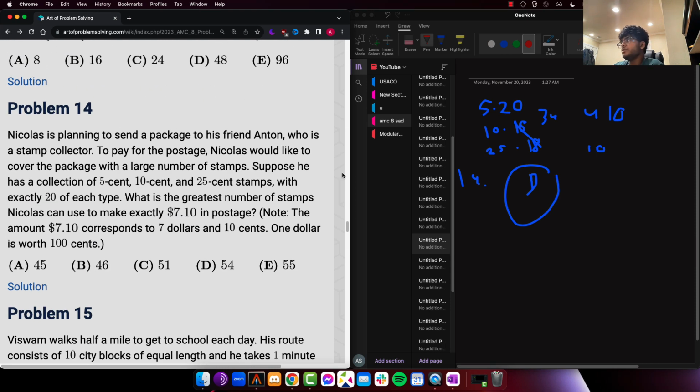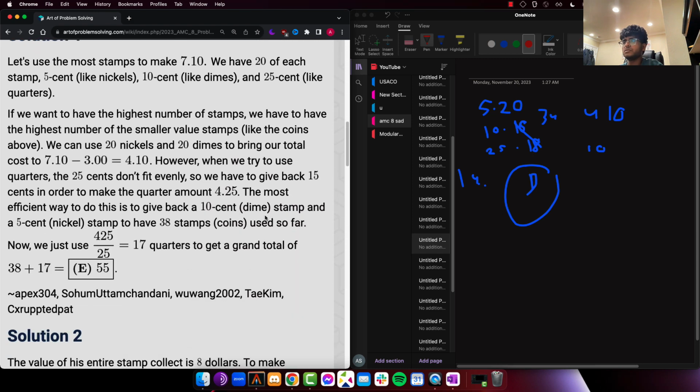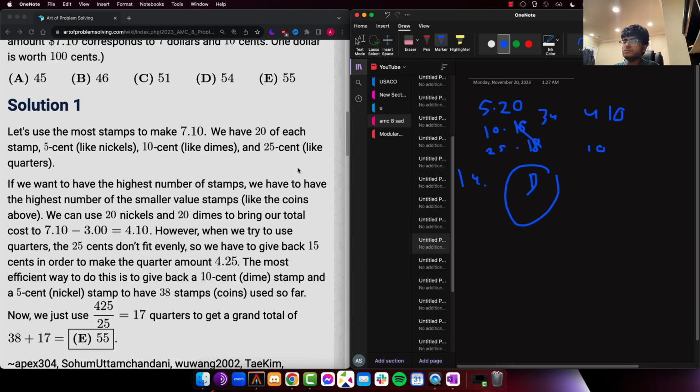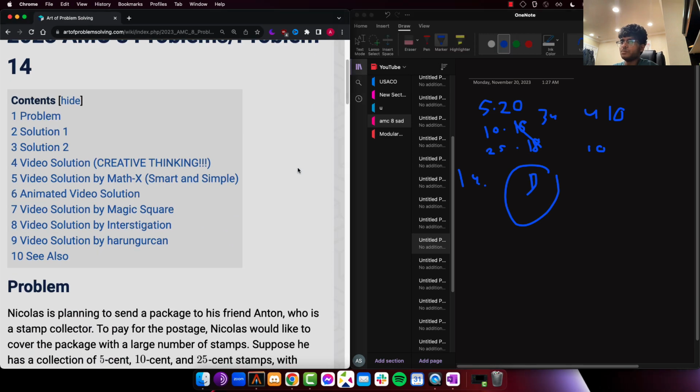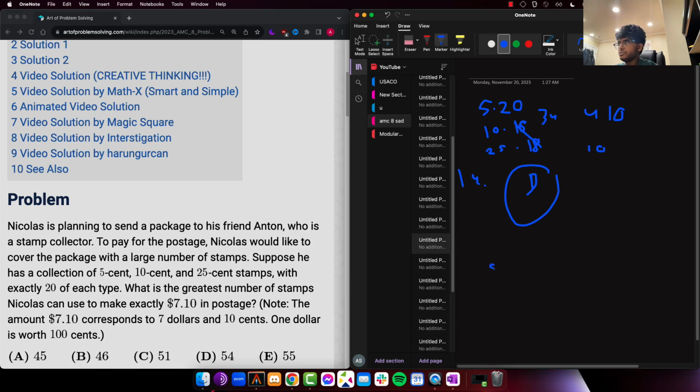Really? Wait, I'm confused. How is that possible? Did I miscount something? Let's redo it, right? So, what was the problem? So initially you have 20 of each type, so you do 5 times 20. This gives you the first 100, so you knock it down to 610, right?